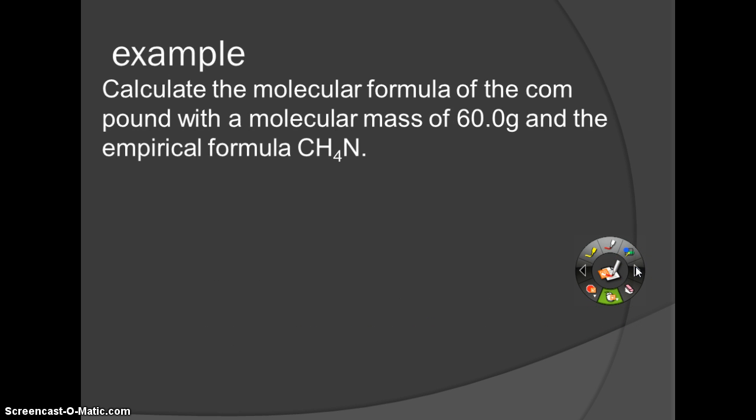So let's look at an example. We're going to calculate the molecular formula of the compound with a molecular mass of 60 grams and the empirical formula CH4N. So the first thing we have to do is calculate the mass of our empirical formula, and it tells us that our empirical formula is CH4N.